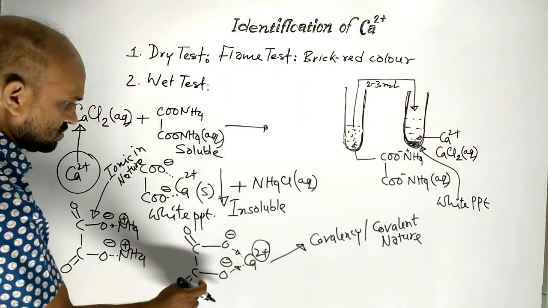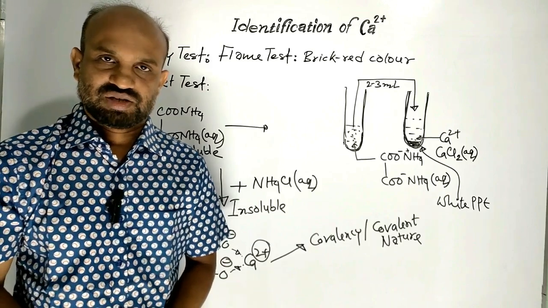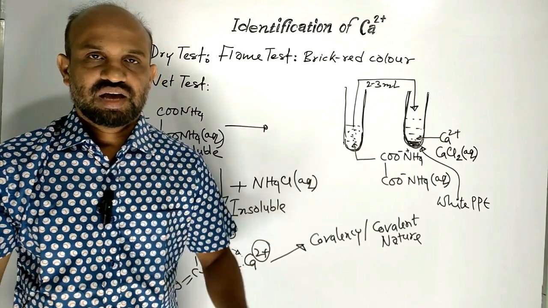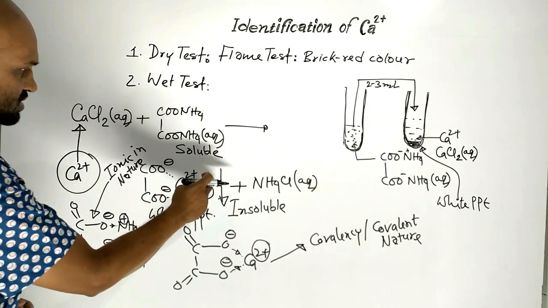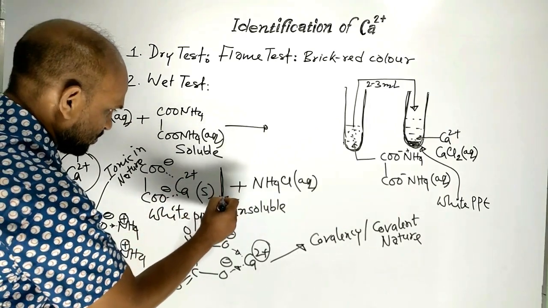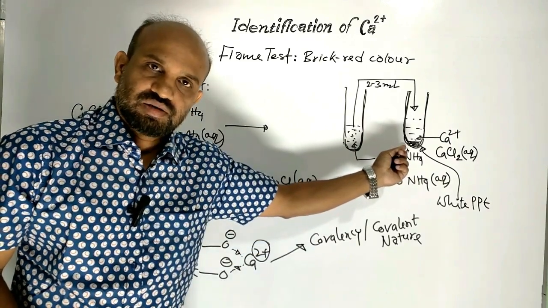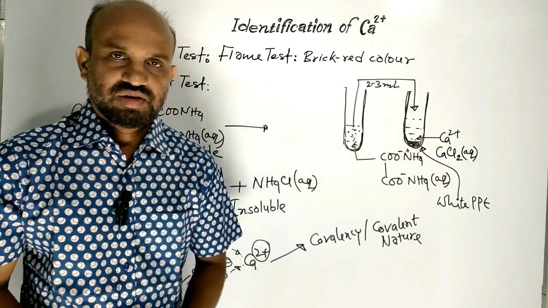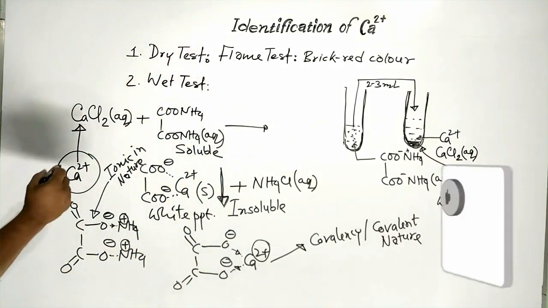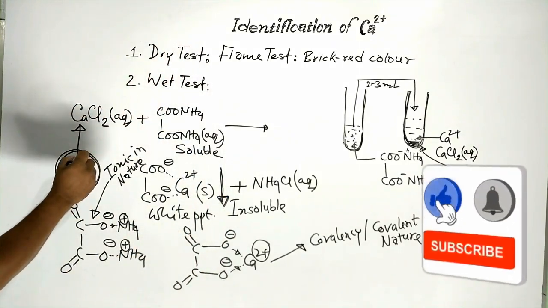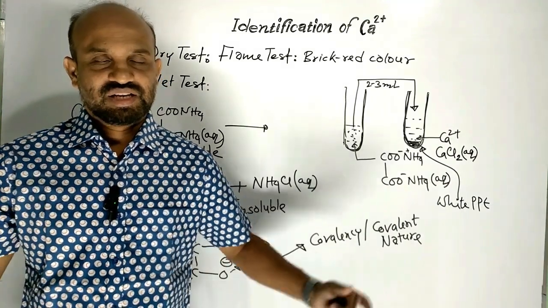For this reason, calcium oxalate is insoluble in water, and as it is insoluble in water, calcium oxalate deposits as precipitate, white precipitate. This white precipitate proves the presence of calcium ion in the solution. Identification of calcium ion. Thank you for watching.